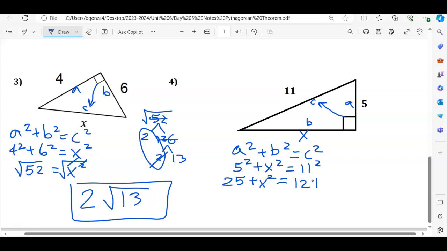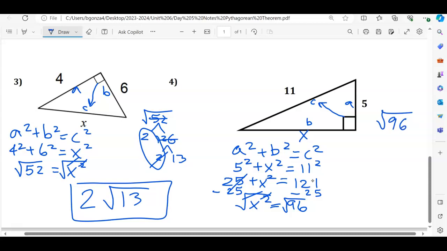Solving for x, so this positive 25 needs to go. What's the opposite of positive 25? Negative or subtraction, so minus 25. 121 minus 25 is 96. Is it? Yeah. So last step, square root. You can't have a square, so we square root. We square root. And again, don't give me the decimal because the instructions say no decimal. They say simplified radical form.